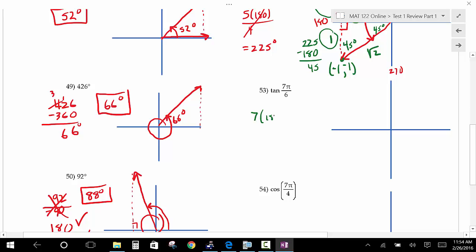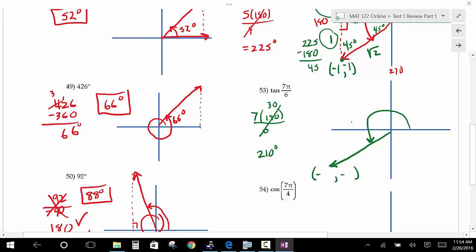Okay, next problem, let's do a similar thing. Convert it. 7 times 180 over 6. 180 over 6 is 30. 30 times 7 is 210 degrees. So draw your picture. 90, 180, and a little more. Okay, we are in quadrant 3 this time. And if we're in quadrant 3, the point has a negative x and it has a negative y.